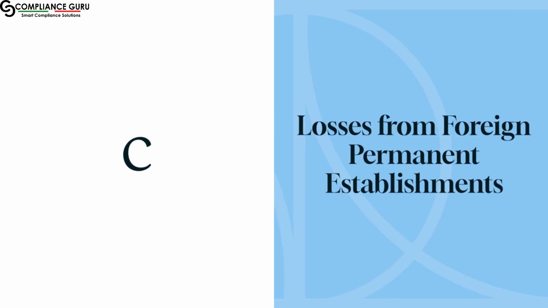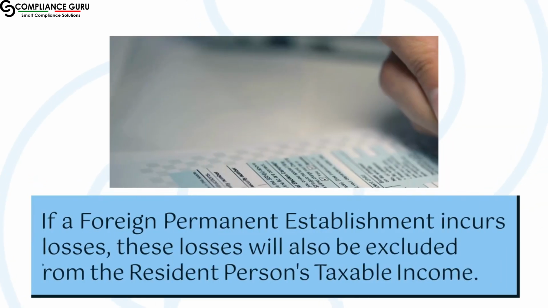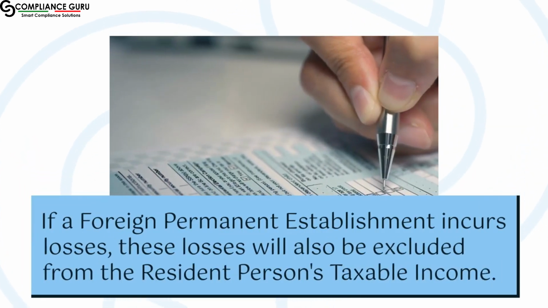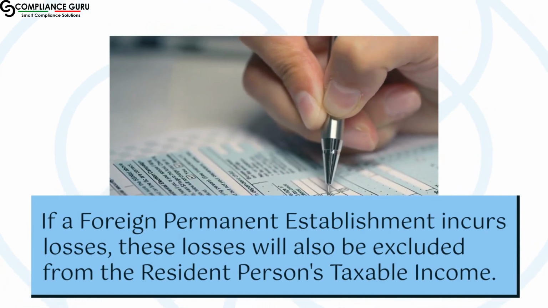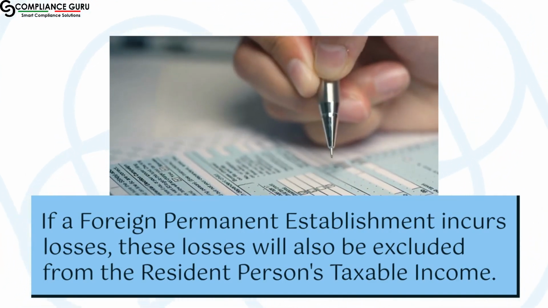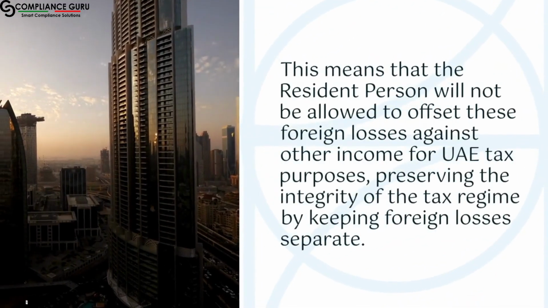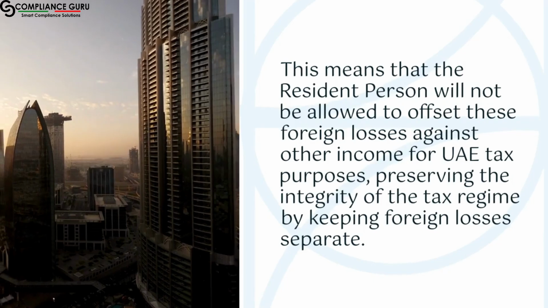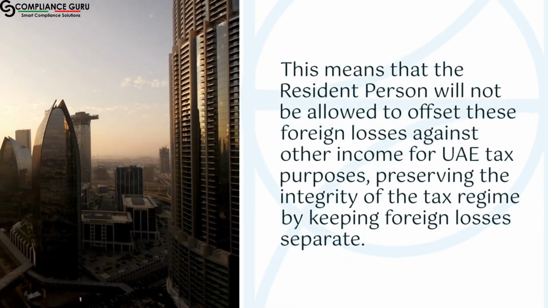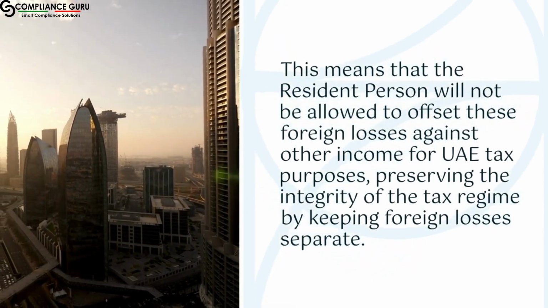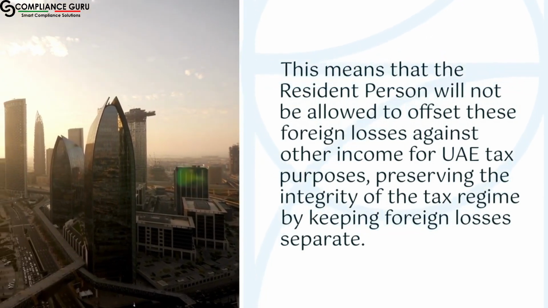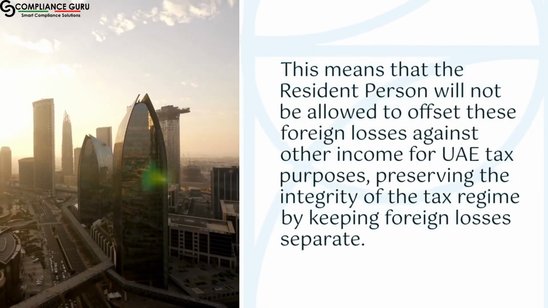C. Losses from foreign permanent establishments. If a foreign permanent establishment incurs losses, these losses will also be excluded from the resident person's taxable income. This means that the resident person will not be allowed to offset these foreign losses against other income for UAE tax purposes, preserving the integrity of the tax regime by keeping foreign losses separate.